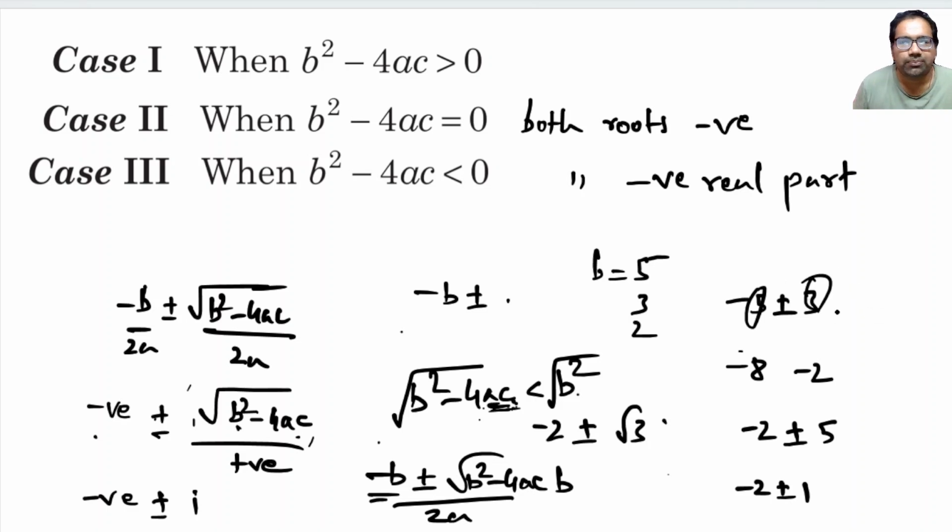So in both cases, even if b square minus 4ac is a perfect square or it is not a perfect square, both roots will be negative.